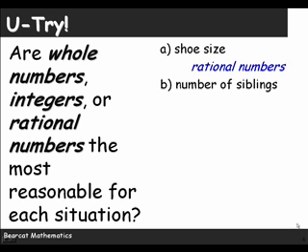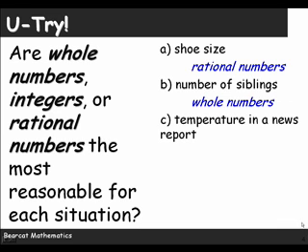How about the number of siblings, the number of brothers and sisters that you have? Well, hopefully you don't have a fractional part of a brother or sister. Hopefully that's a whole number. You don't have any negative. Well, you might have some negative brothers and sisters, but a negative number of them. So therefore, those would be whole numbers. Temperature in a news report. I had never heard the news guys say the temperature is 76.2. We might see that on a reader board somewhere or something, but they'll use integers. We can actually see negative temperatures when we get below 0. So that would include the integers, not just the whole numbers.